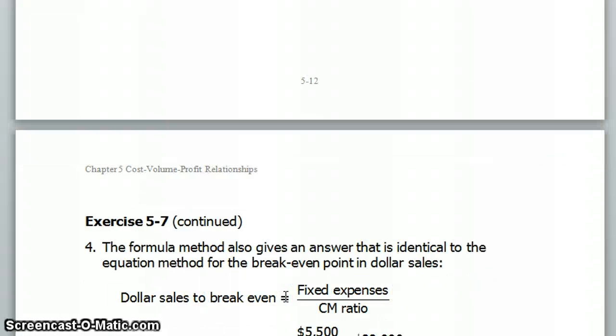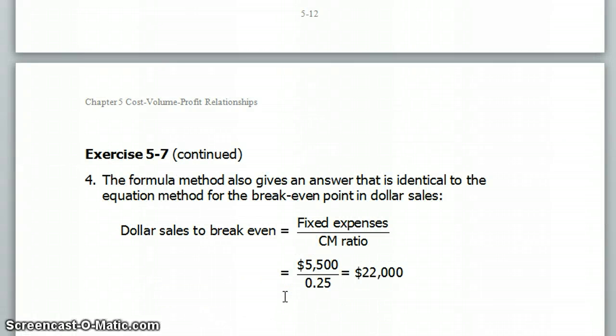Part 4 asks for the break-even point in dollar sales. The formula is similar. It's fixed cost divided by the contribution margin ratio. We take the fixed cost of 5,500 divided by the contribution margin ratio of 25%, or 0.25, and we calculate that the dollar sales needed to break even are $22,000. This does it for our discussion of exercise 5-7.